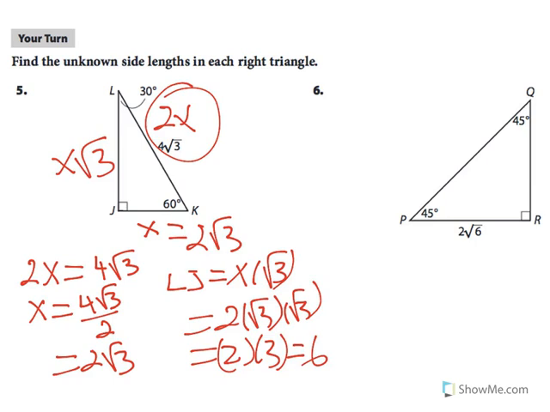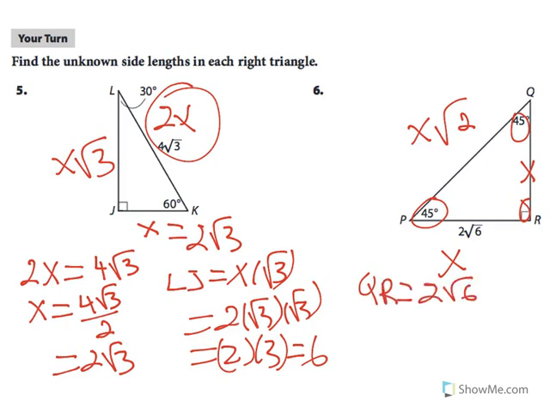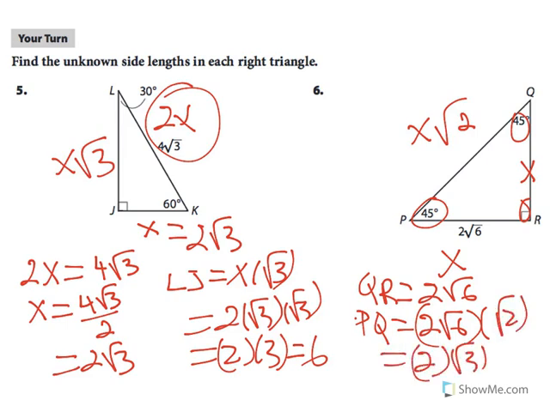Right, and for number 6, it's a 45-45-90. So this is x, and this is x radical 2. Then QR is 2 radical 6. And PQ gives us 2 radical 6 times radical 2. But radical 6 can be written as radical 3 times radical 2, so radical 2 times radical 2 is 2. So we have 2 times 2 times radical 3, which gives us 4 radical 3.